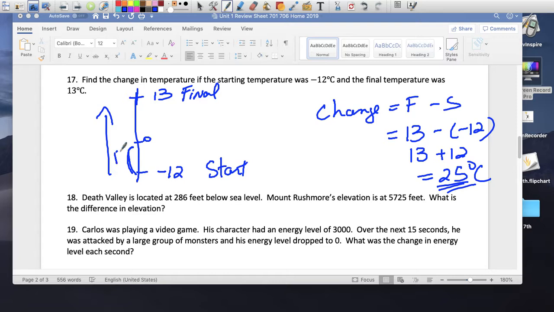Right here, this stretch, I know it's 12 degrees. From 0 to 13, it's another 13 degrees that the temperature travels. So 12 plus 13 is 25. So this matches my picture, matches my little equation here. Okay, and the change in temperature was positive because it went up.